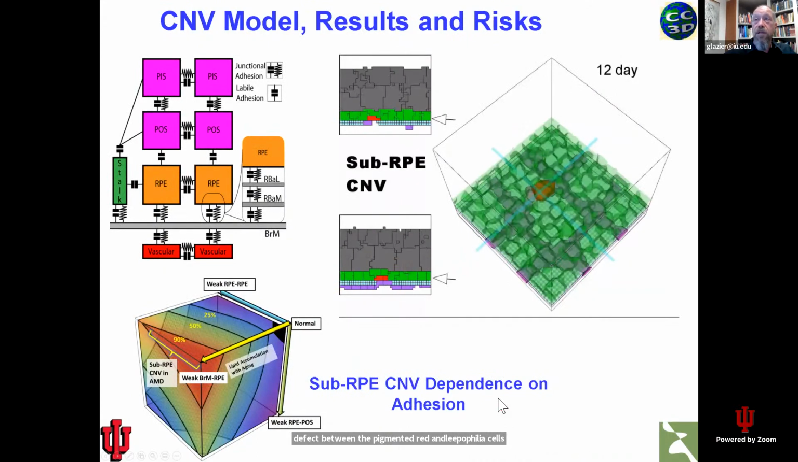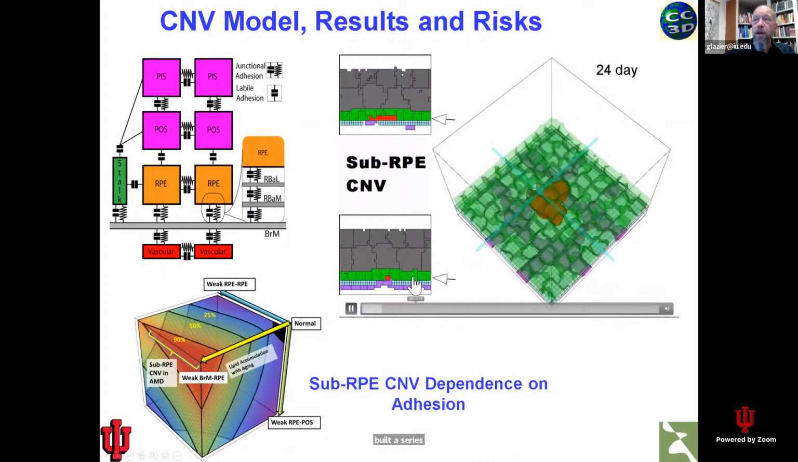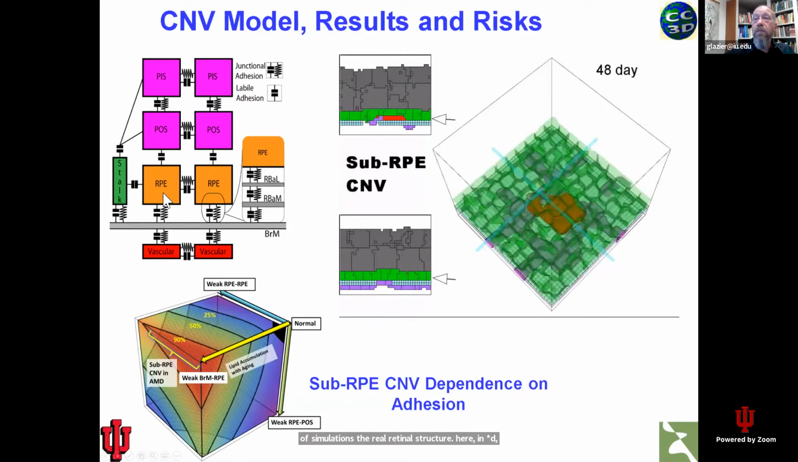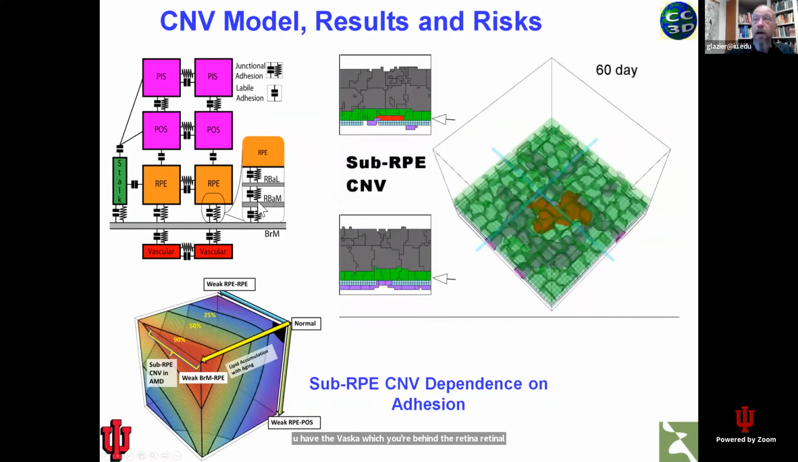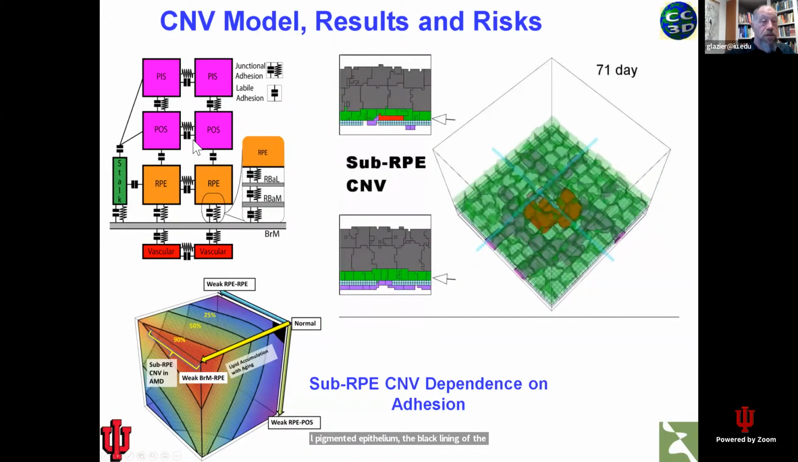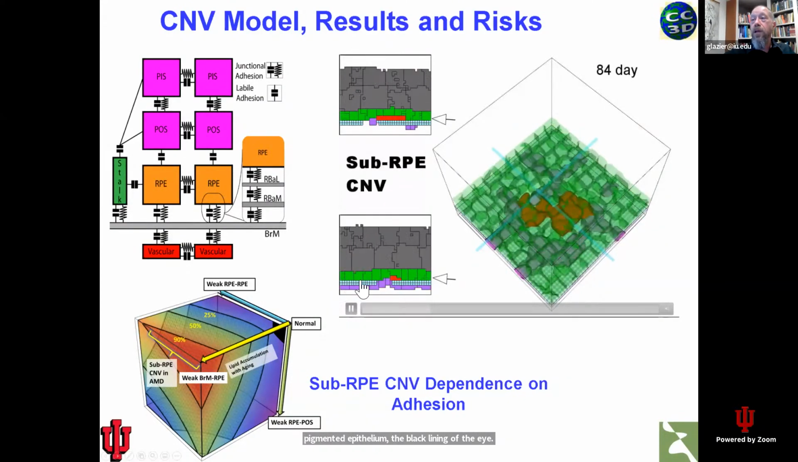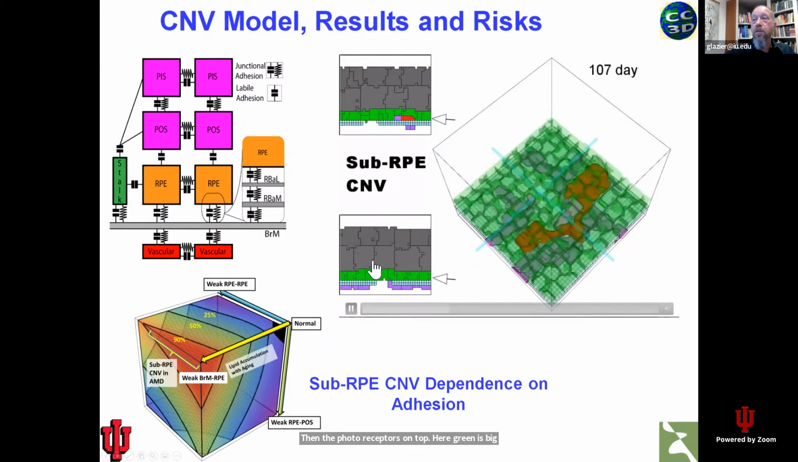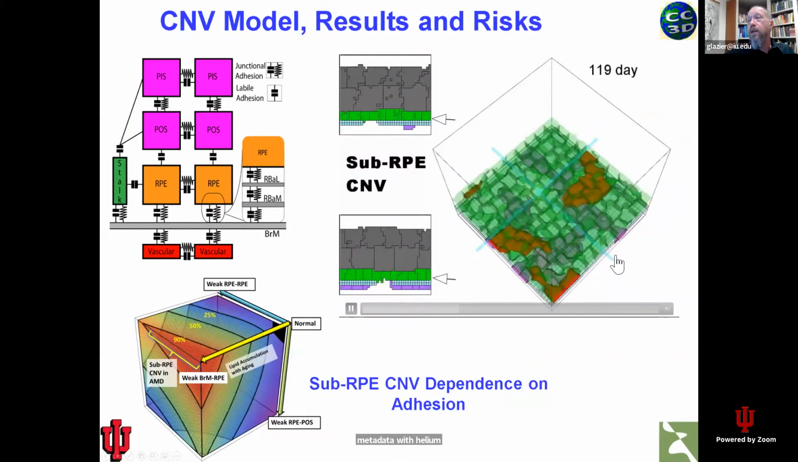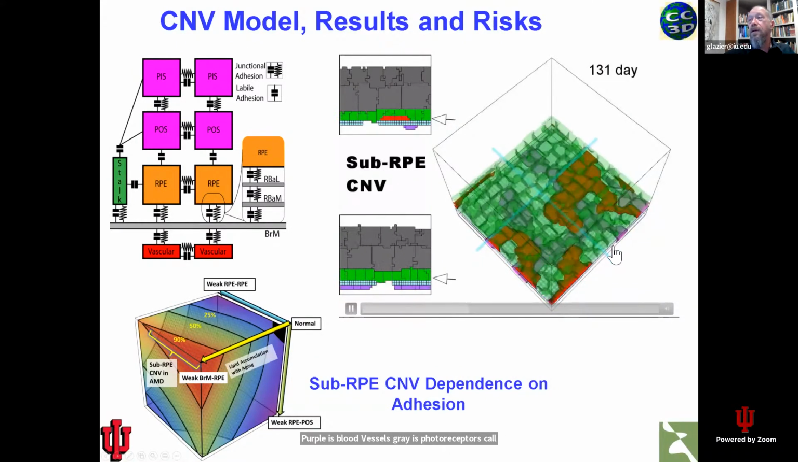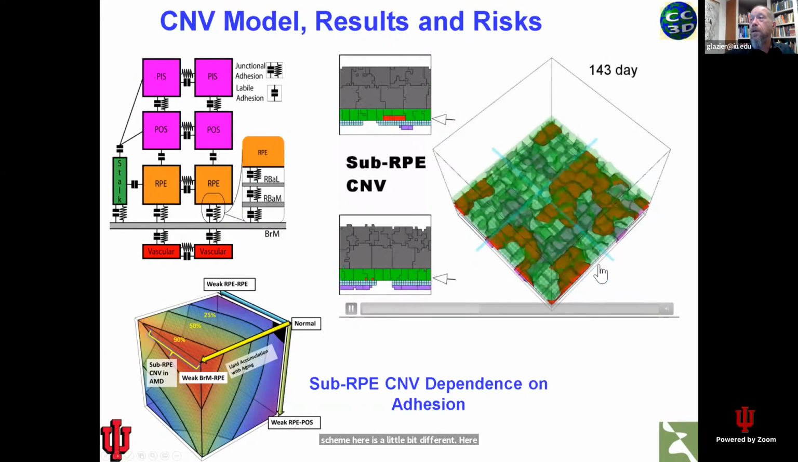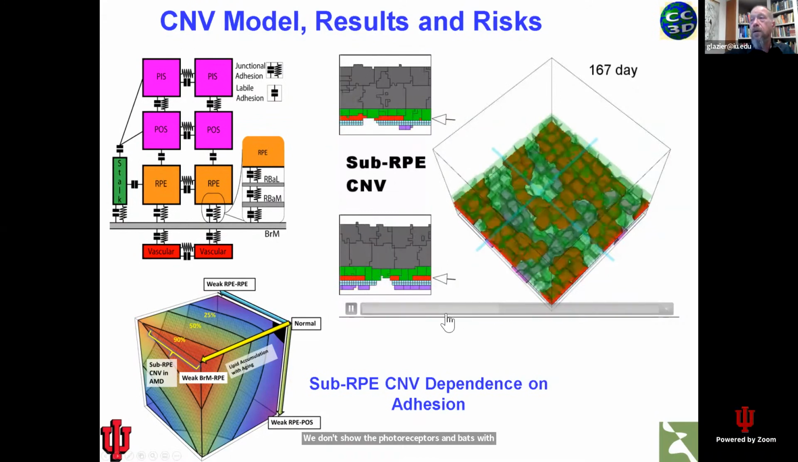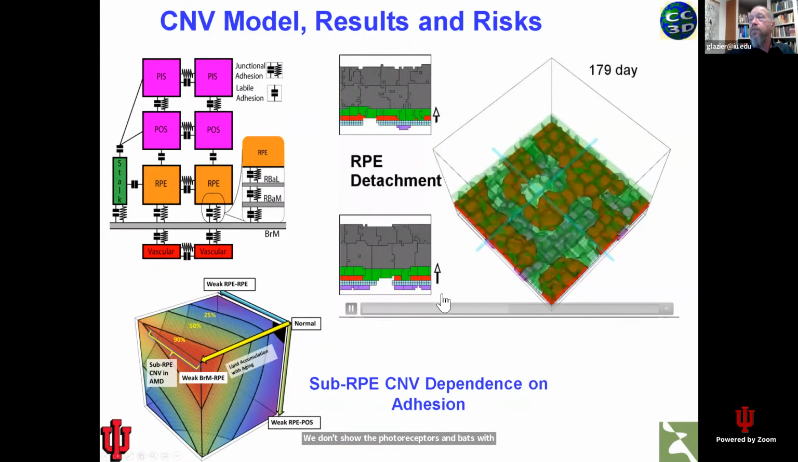And he built a series of simulations of the retinal structure here in 3D. You have the vasculature behind the retina, the retinal pigmented epithelium, the black lining of the eye, then the photoreceptors on top. Here, green is pigmented retinal epithelium, purple is blood vessels, gray is photoreceptors. The color scheme here is a little bit different. Here we don't show the photoreceptors, and the neovasculature is in red. Here, create a hole in Bruch's membrane.